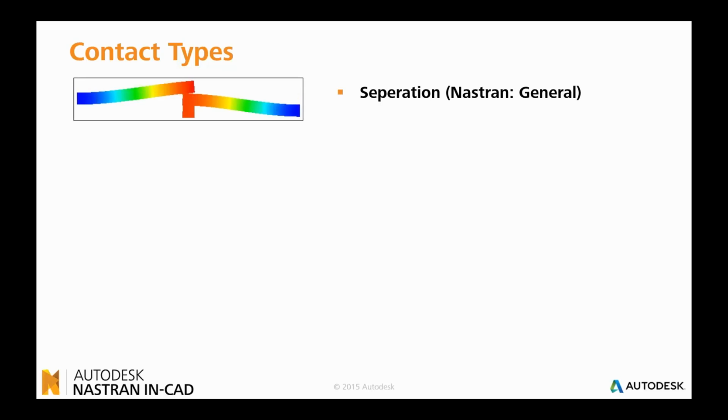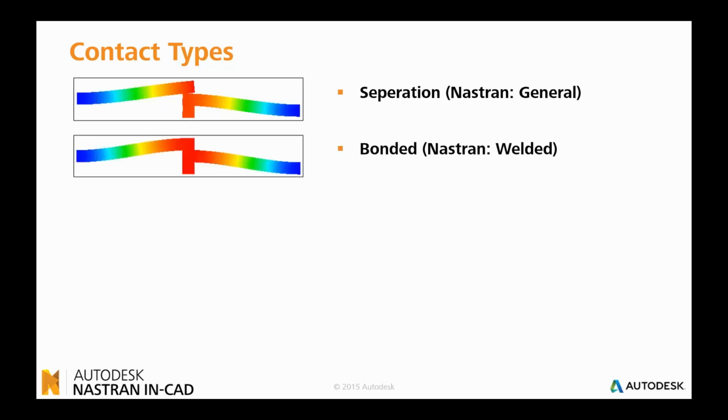So the first type of contact is called a separation contact, and on the left-hand side you can see there are 3 parts here, and we're looking at the way that they interact with one another. So the separation contact enables parts to move around and interact with one another. It's called a general contact in Nastran terms, but it enables parts to pull away from one another or press up against one another, effectively enabling them to act in much the same way as most parts do in real life.